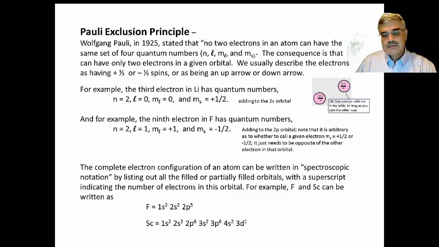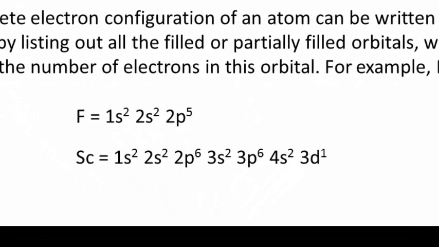The complete electron configuration of the atom can be written in what we call spectroscopic notation, which is a shorthand way of writing out the electron configurations by listing the orbitals that are filled and indicating the number of electrons in that orbital subset. For example, let's look at fluorine and scandium.